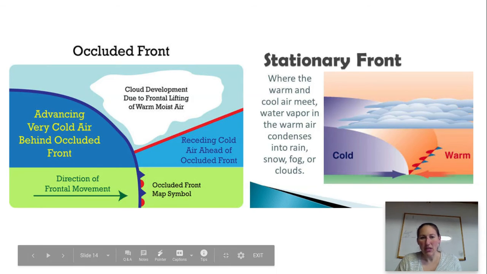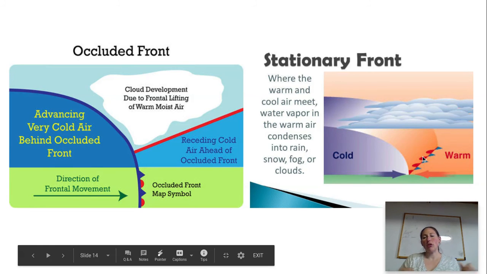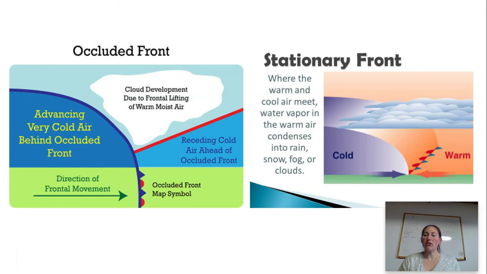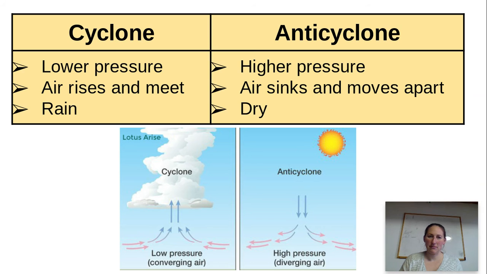Then stationary, you can see the symbol is slightly different. They are both on there, but you're going to see the cold and warm are coming towards each other and staying. So the half circles are on one side, and the blue triangles are pointed the other direction.